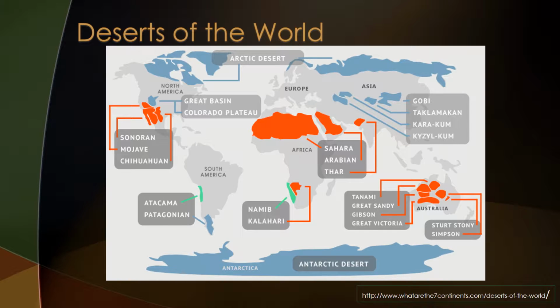Here is a map I found. I was looking for something good that had all of the deserts on it, and mind you, I didn't have time to create one myself, but I thought this was a pretty good one that actually gives the name of each desert, not just puts them all together and says this is one area.